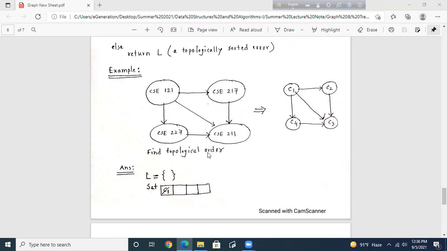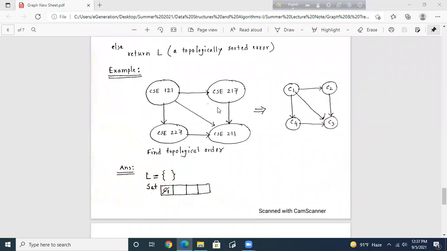Now I have to find out the topological order. Dear student, I already told you that for topological order, the graph should be directed, and there is a direction in this graph, so the first condition is satisfied. Another condition is that the graph should be acyclic. I already told you this part does not contain any cycle, and this part also does not contain any cycle.